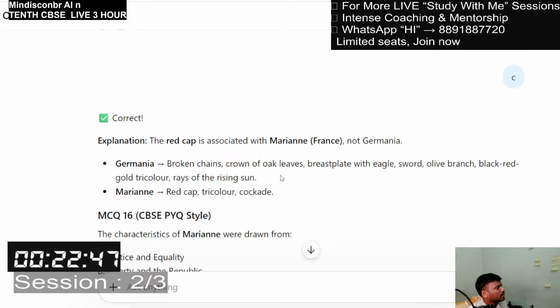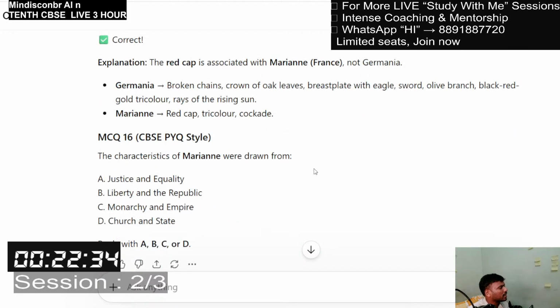Germania: broken chains, crown of oak leaves, breastplate with eagle, sword, olive branch, black, red, gold tricolor, rays of the rising sun. Marianne: red cap, tricolor, cockade. The characteristics of Marianne were drawn from liberty and republic.